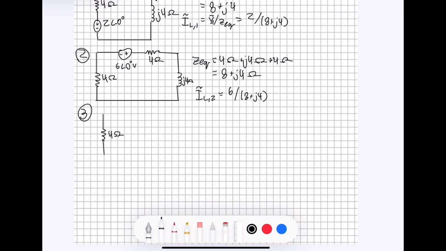Four ohm resistor, another 4 ohm resistor, the current source right here, which is equal to, let's see, 4 amps. And the inductor here, j4 ohms.